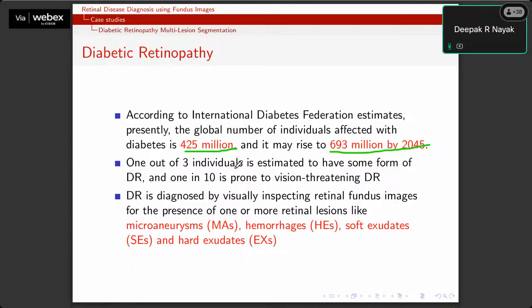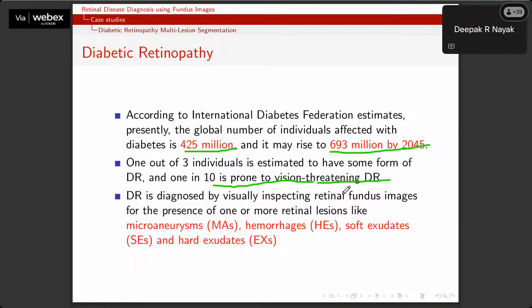1 out of 3 individuals suffering from diabetes is estimated to have some form of diabetic retinopathy. That is why diabetes patients are always recommended to go for regular eye checkups. That's what you know, right? And 1 out of 10 diabetes patients is prone to vision-threatening DR. So 1 out of 3 is estimated to have some form of diabetic retinopathy, and 1 out of 10 is prone to vision-threatening diabetic retinopathy.